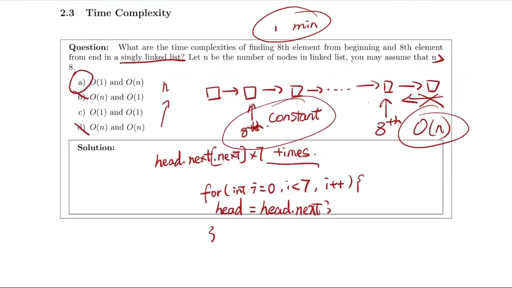So the situation is only related to finding the 8th element, not the nth element? The 8th element. Okay, because I thought we could also find the 10th or 11th element. But this scenario is only for the 8th element, which is why it's constant. Yes. Okay.